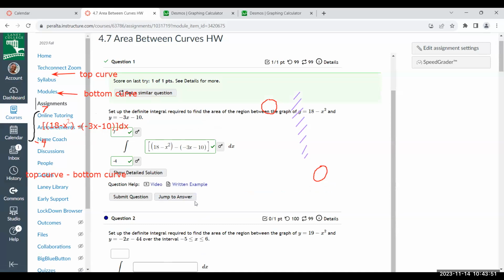Let's look at another one. Which one? Oops, I didn't mean to stop the share. Where's my beautiful dog, Maggie?